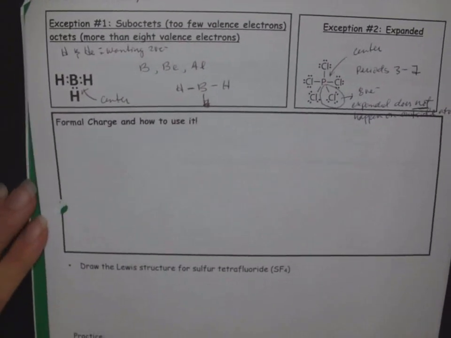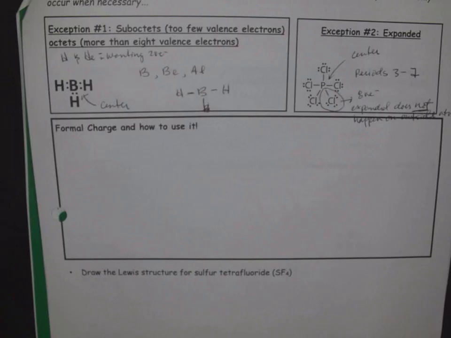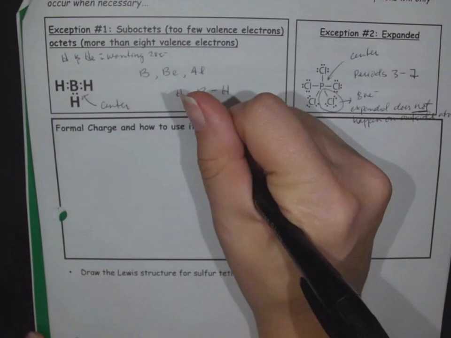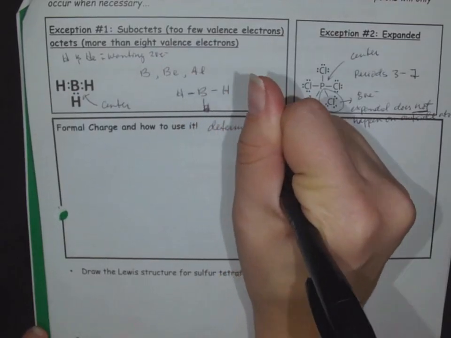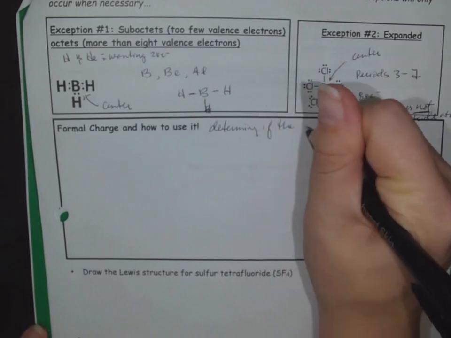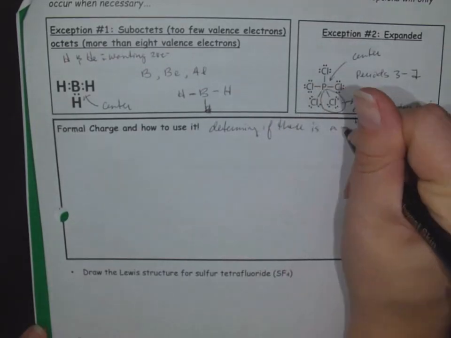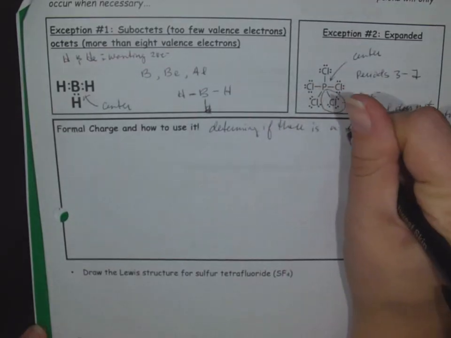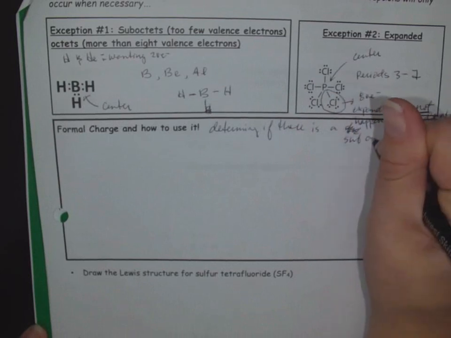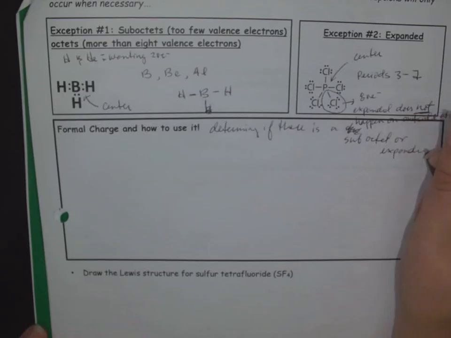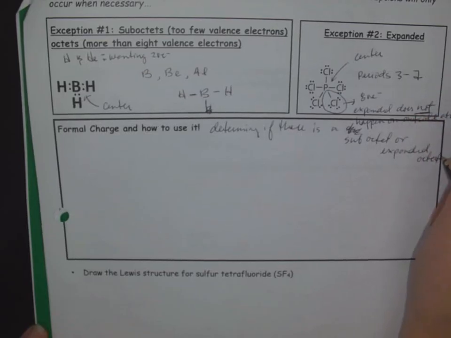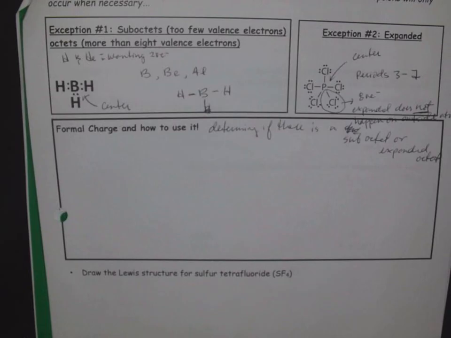So the reason why this happens is something called formal charge, and formal charge is your way of determining if there is a sub-octet or expanded octet, okay? And so it's your way of determining if there's a sub-octet or an expanded octet.